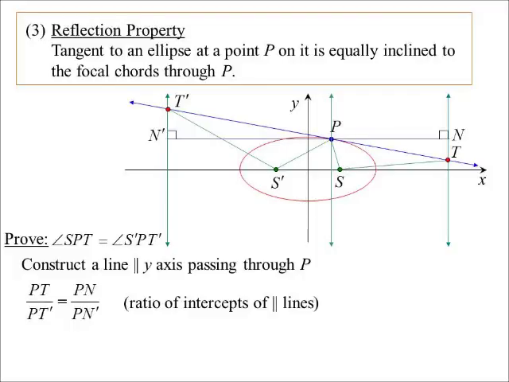Now, ratio of intercepts of parallel lines. You'll also notice I've drawn a horizontal line in as well. So PT over PT dash will be the same as PN over PN dash. Right? So it doesn't matter where I draw my transversals, they will cut in the same ratio. Just rearranging that, I've got PT over PN is the same as PT dash over PN dash.